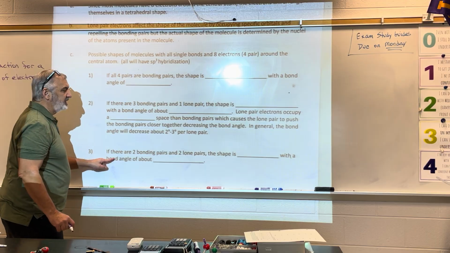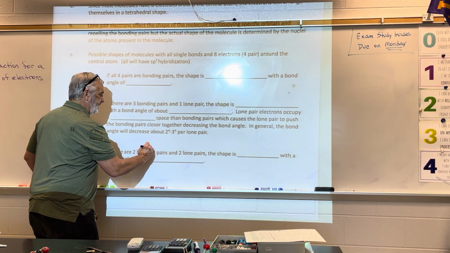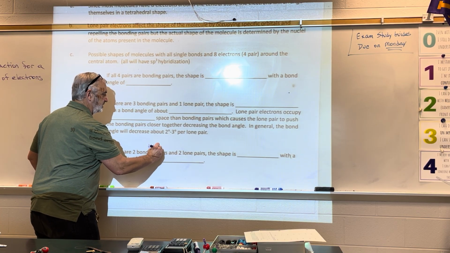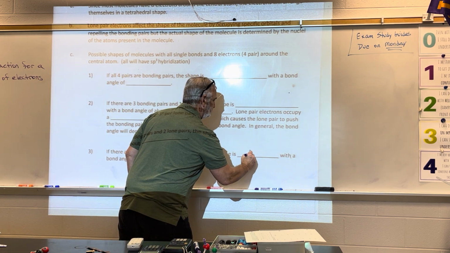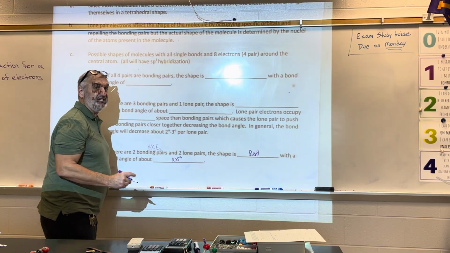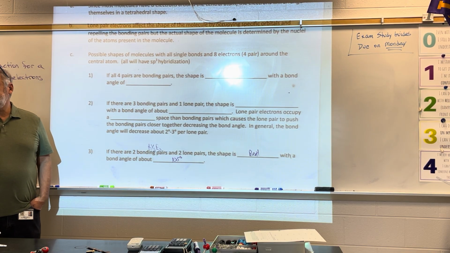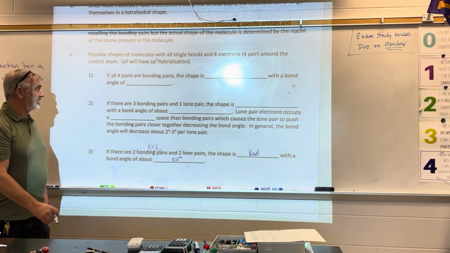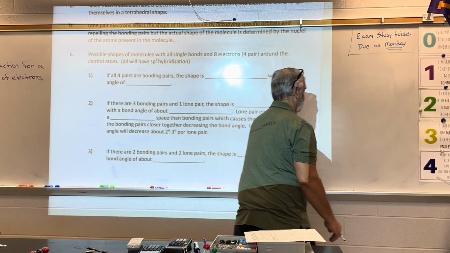If there are 2 bonding pairs and 2 lone pairs, what's the AX formula? AX2E2. So what's the shape going to be? Bent with a bond angle of about 105. Now it's going to be different for every atom. You're not going to have to know the exact bond angles. You just need to know it's going to be slightly less than 109.5. Okay. Let's turn the page.